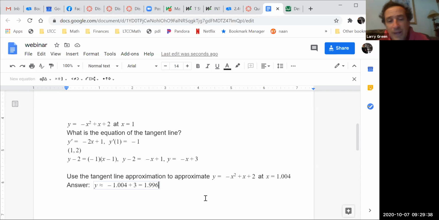Okay, just note, let's just play around. Is it a good approximation? Let's see. How do you find out how good an approximation it is? Any thoughts? You just plug it into the original function. Because we can do that. That's going to be negative 1.004 squared plus 1.004 plus 2.